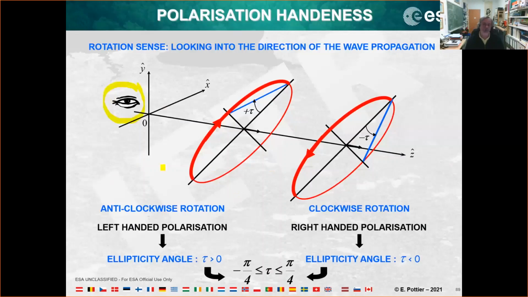Okay, so if the wave is turning along the clockwise rotation, it will be the right-handed polarization, and otherwise it will be the left-handed polarization. It is totally different from the optical community. The optical community is looking at the wave arriving at the receiver and defining the polarization like that. In the radar community, we are looking in the other direction. It is not the same direction.